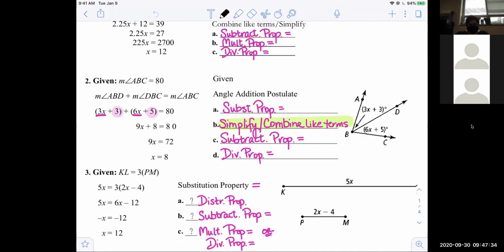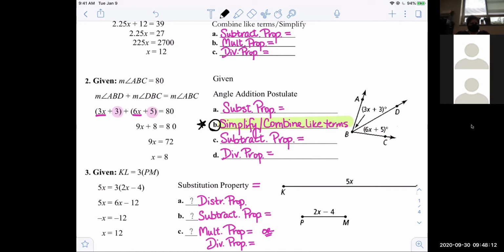Now, a few things that might have been new. Number 2, part B, you may not have known that you're allowed to say simplify or combine like terms because I'm not sure that we talked about that before. But simplify is, let me say this, that is not addition. This one is not addition because addition property of equality means you added something on both sides of the equation. That is not what's happening here, right? 80 didn't change other than I accidentally put a space in there. Okay, 80 did not change.